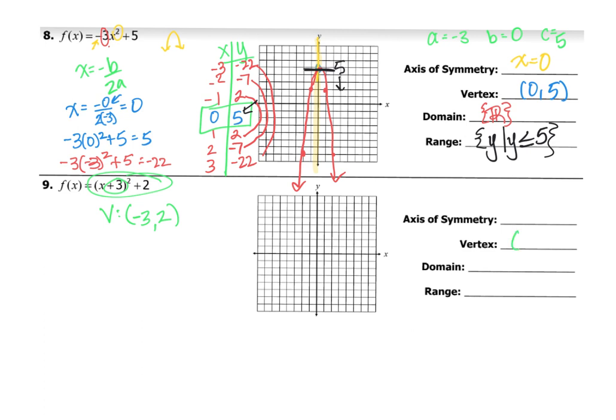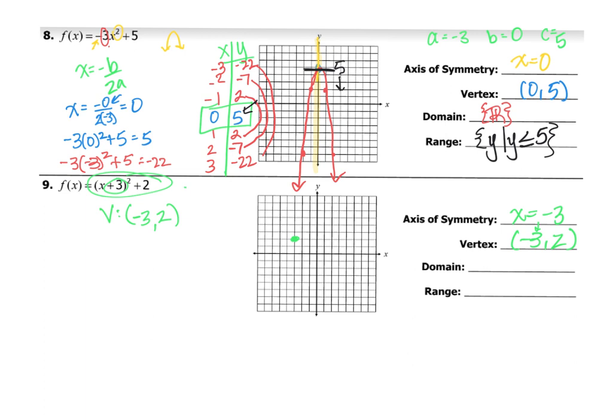So we already have that vertex. I have -3 for x, +2 for y. Okay, and then the axis of symmetry goes along with that. We always start x equals. It's the x value from the vertex, so it's x equals -3. So let's go ahead and label that on our graph. -3, +2 is right here.